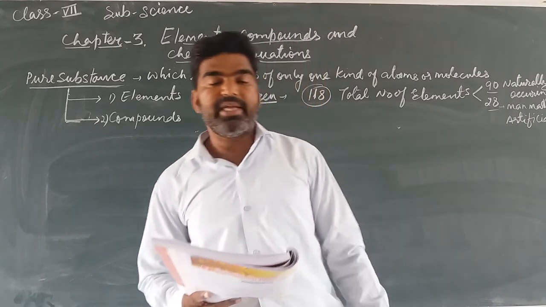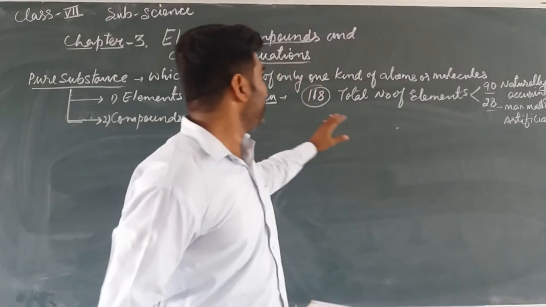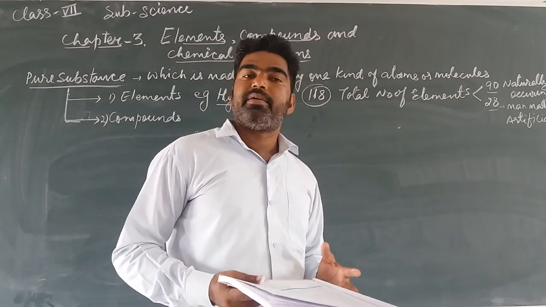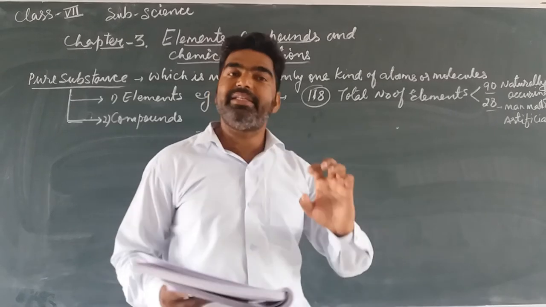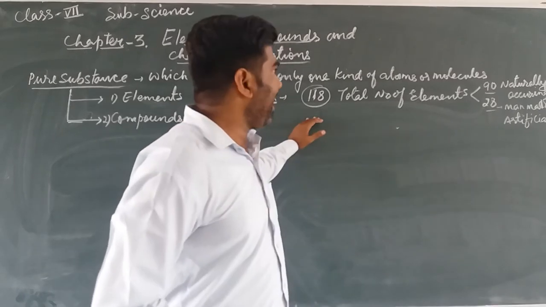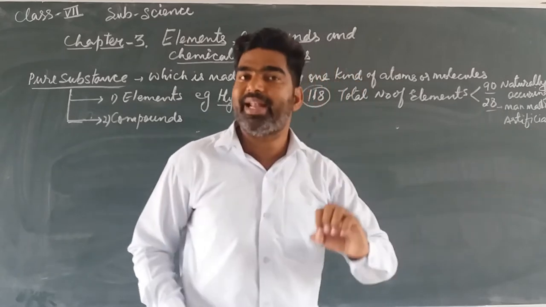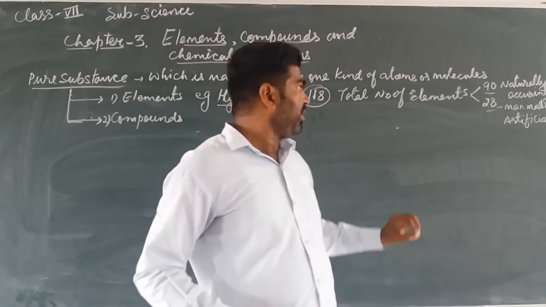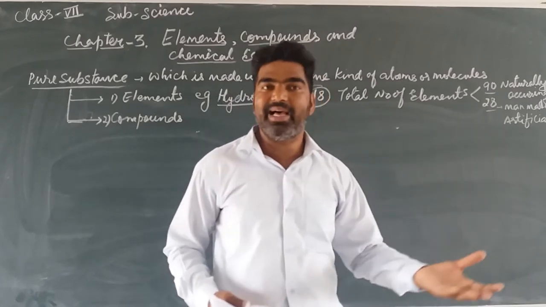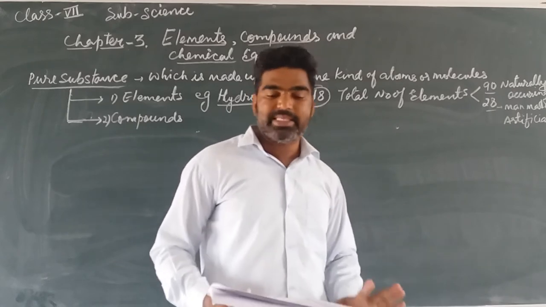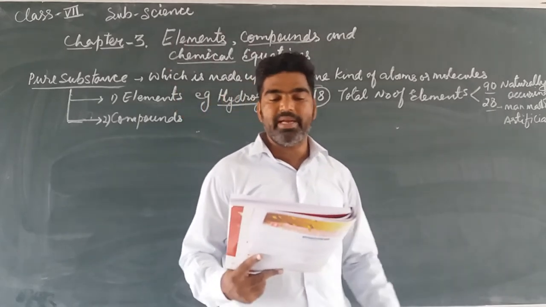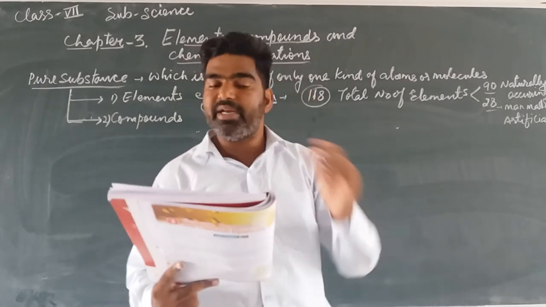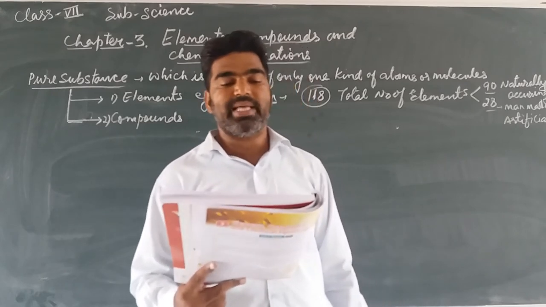So in this universe there are a total of how many elements? 118 elements. So far, 118 elements are known. Out of that, 90 are found naturally in nature, and 28 are man-made or artificially synthesized in the laboratory by the scientists. So 118 elements have been discovered so far. Out of these, 90 are naturally occurring, and 28 have been created in the lab by the scientists.